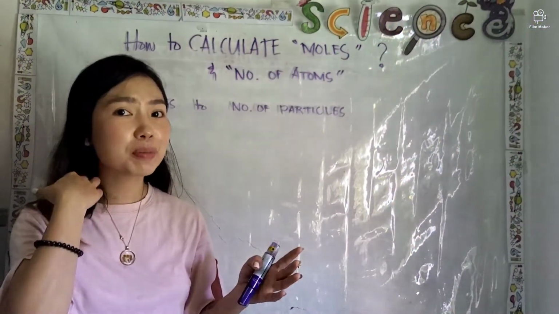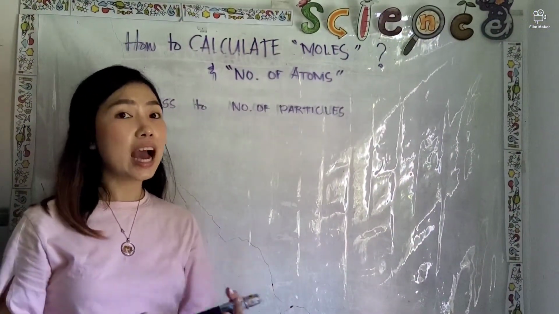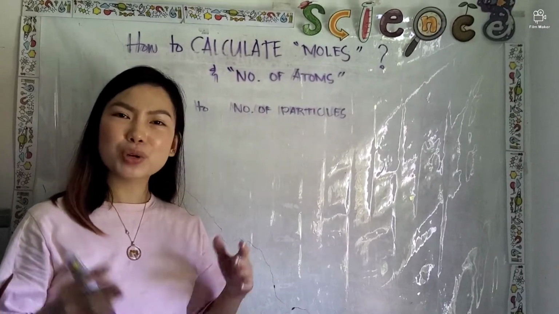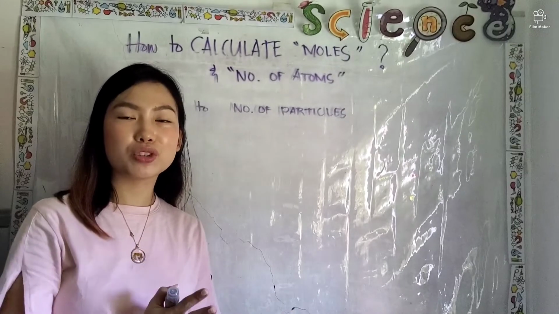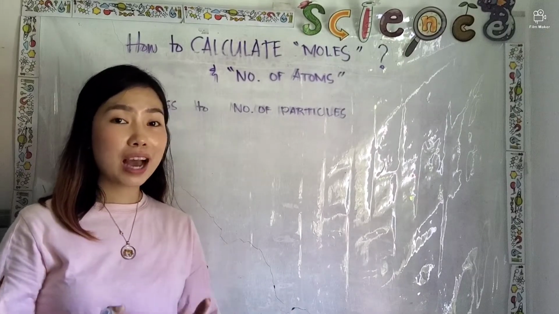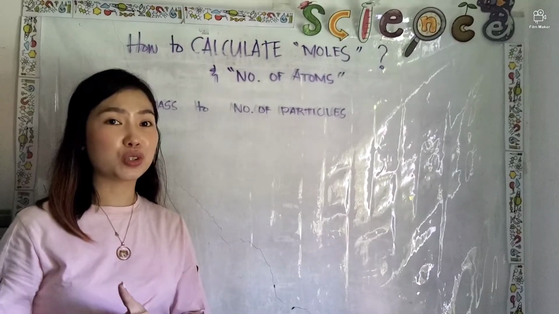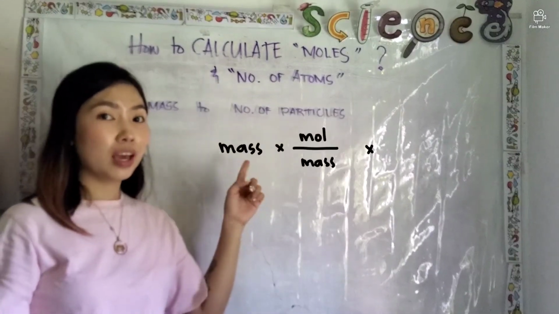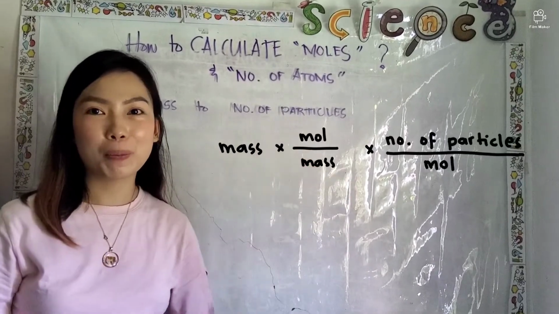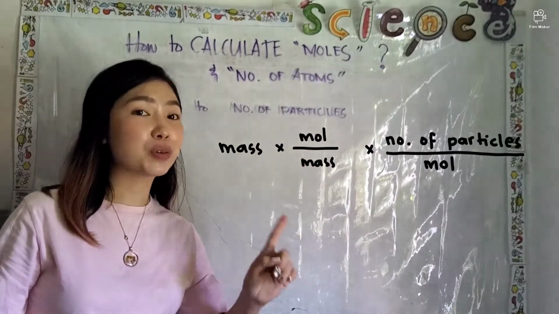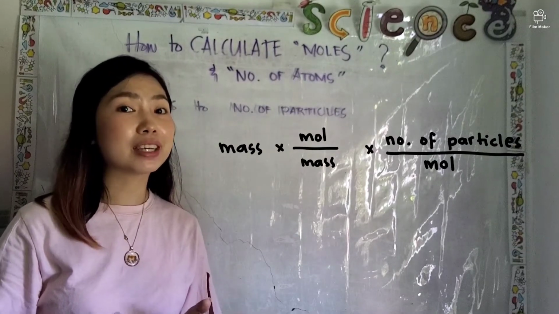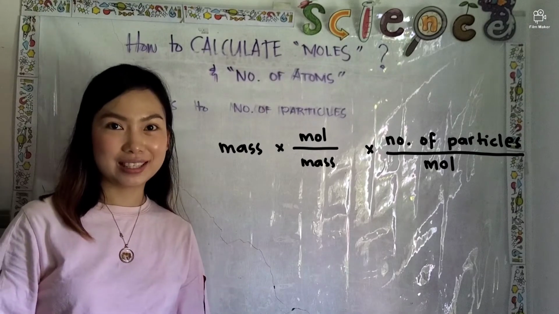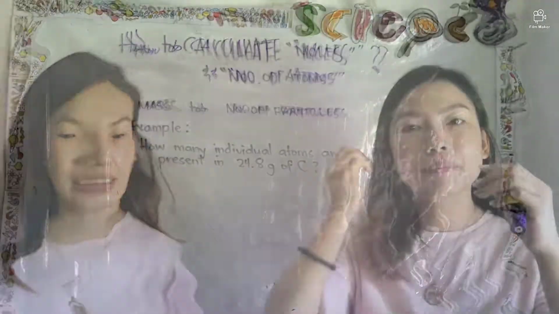Okay, so what if nabaliktad ang ating equation at ang hinahanap mo naman ngayon is mass at ang given mo naman is number of particles? So, ganun din, babaliktarin mo lang yung ating position ng ating formula. So, magkakaroon ka ulit ng dalawang equation. First thing is to convert your mass going to mole and then mole going to number of particles. Kagaya ng ginawa natin kanina sa unang equation ng number of particles to mass. Ngayon naman, babalik na rin natin yung process. So, let us have an example.